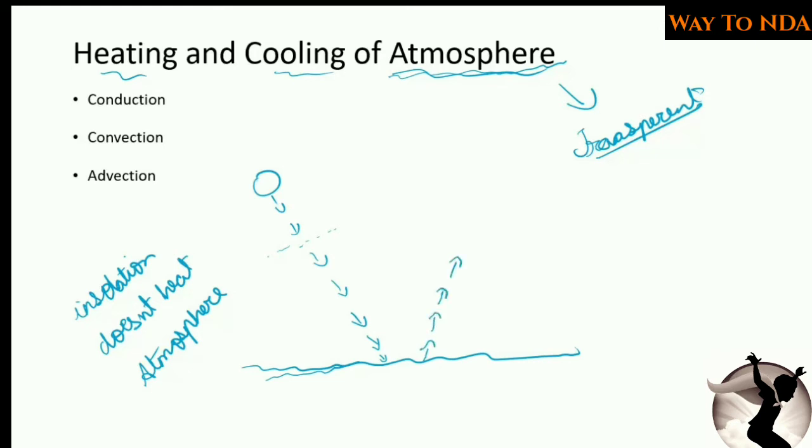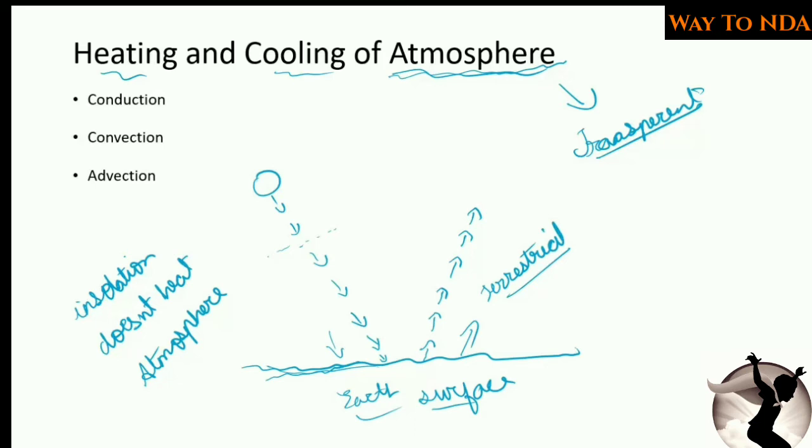Terrestrial radiation, that is the radiation which is radiated by the earth surface. So this is the earth surface, and it is absorbing the insolation, and after some time it will radiate it out. So this is called terrestrial radiation.